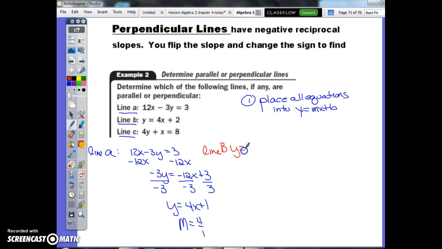Well, it's y equals 4x plus 2. Here my m is 4. It's already in the form. There's nothing much to do. So let's move along to line C.